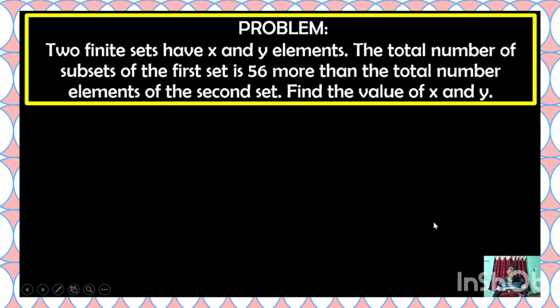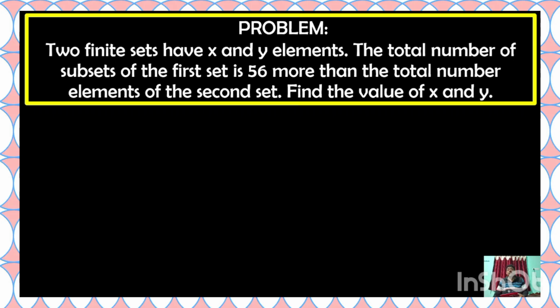Let us come to the next question. Another interesting concept which I am going to discuss. Two finite sets have x and y elements. The total number of subsets of the first set is 56 more than the total number of subsets of the second set. Find the value of x and y. One of the interesting, amazing concepts.